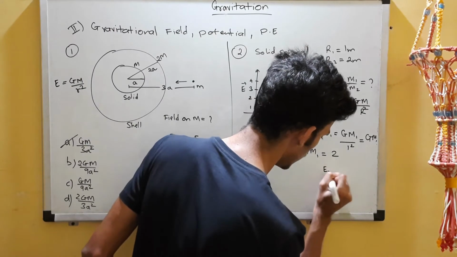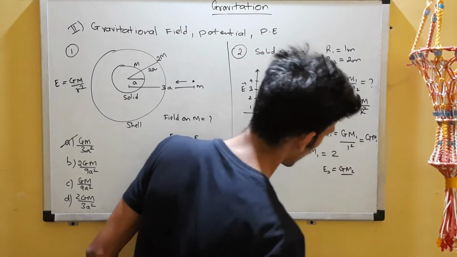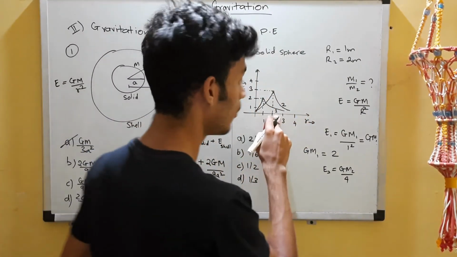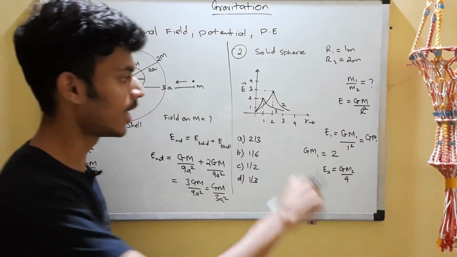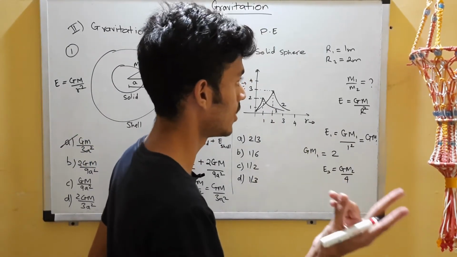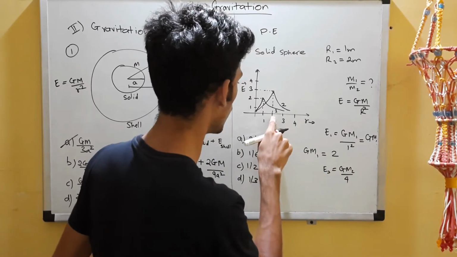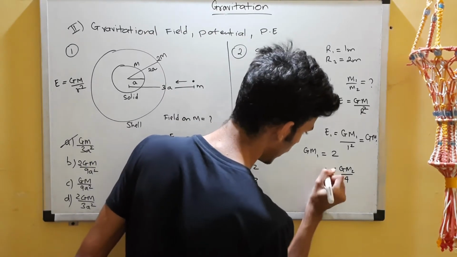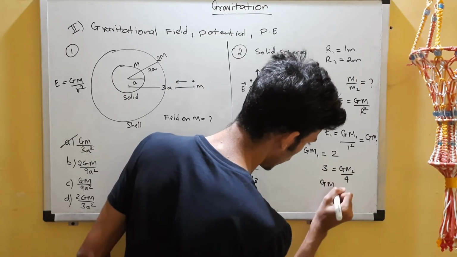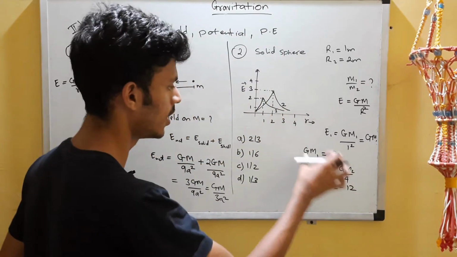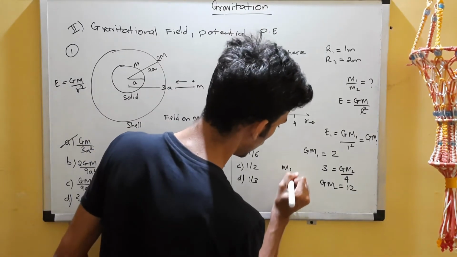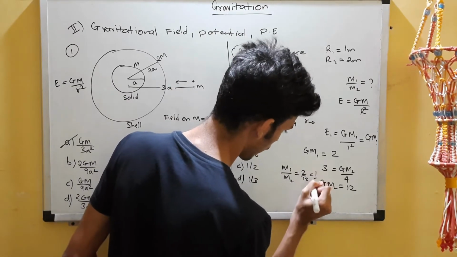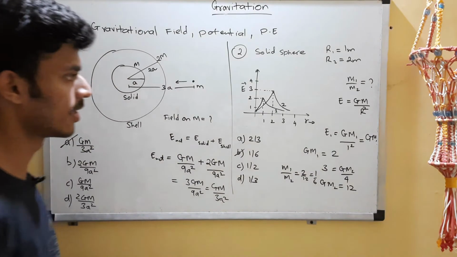And E2, similarly you can write GM2 by R2 square, 2 square, which is 4, okay? E2, if you see the field at the surface of the second sphere, which has radius 2, so the surface will be at 2. So if you see, the field at 2 is 3, okay? So I'll directly write 3 over here, and GM2 will be nothing but 3 4s are 12, okay? So GM1, GM2, you can divide both, so you'll get m1 by m2, G will cancel, will be 2 by 12 or 1 by 6, okay? So option B, 1 by 6, is the correct choice over here, okay?